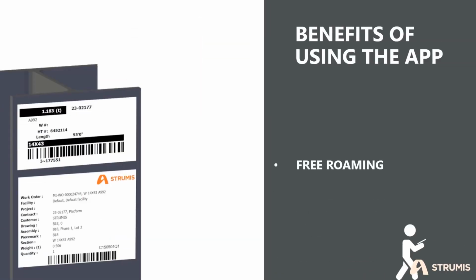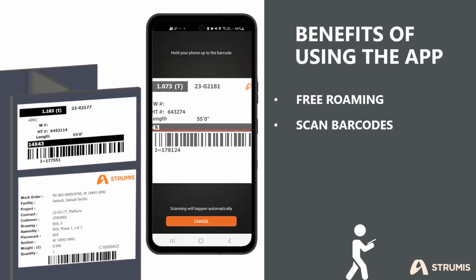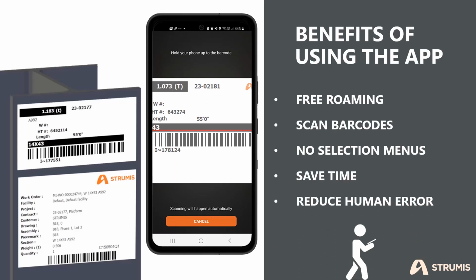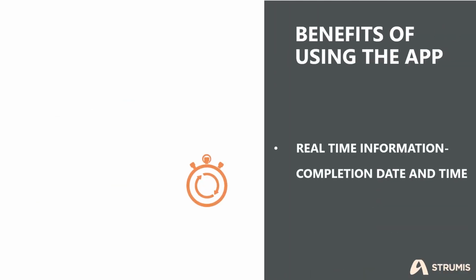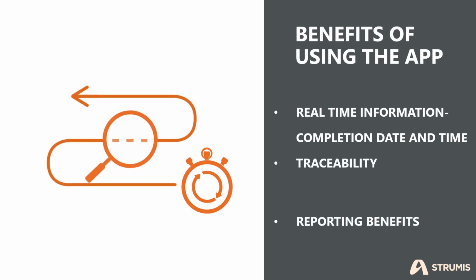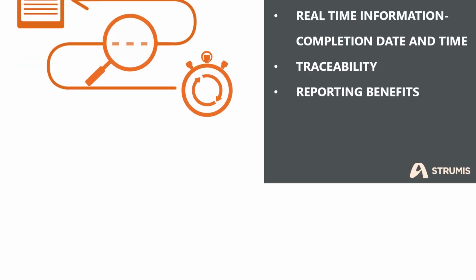Being able to have the freedom to walk around the shop floor while performing typical workshop processes such as welding and recording time is a distinct advantage of the STRUMIS Mobility app. Scanning barcodes rather than selecting from lists or drop-downs saves precious staff time and reduces human error. The STRUMIS Mobility app provides real-time information on completion date and time. Traceability processes and employee hours are recorded for the benefit of your senior executive team's reporting.